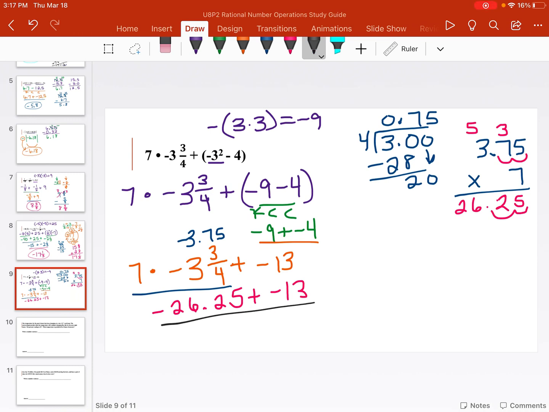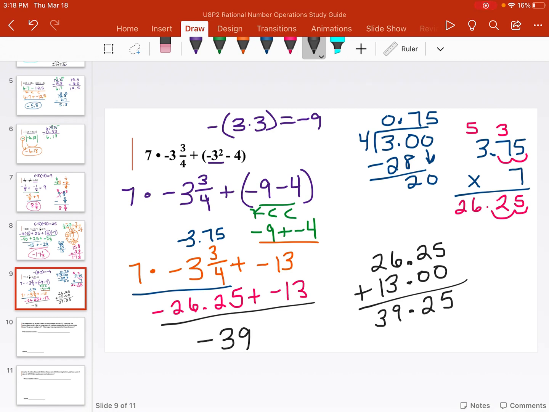And finally, my last step, I'm going to add these, same signs, add and keep, so I'm doing 26.25 plus 13.00. Remember where the decimal goes in a whole number. And we add that up and get 39.25. They're negative, so -39.25 is my answer.